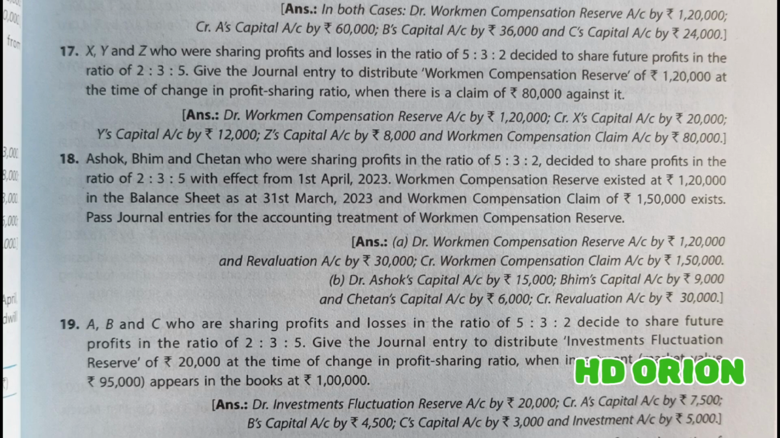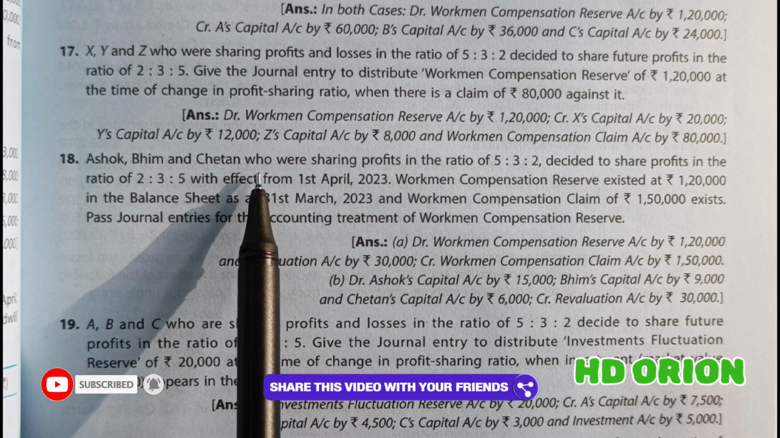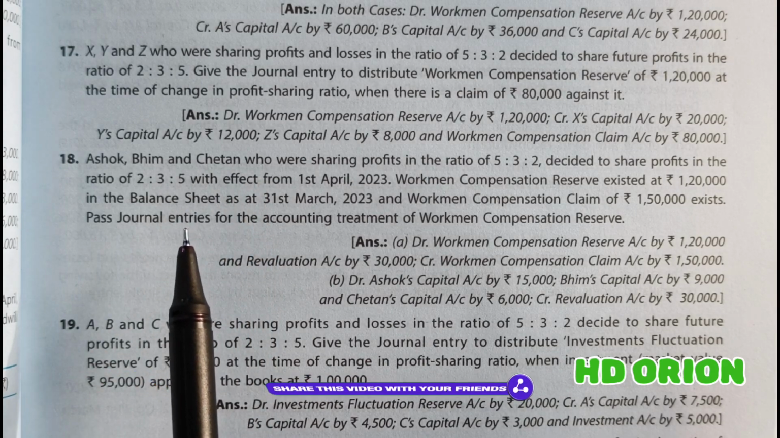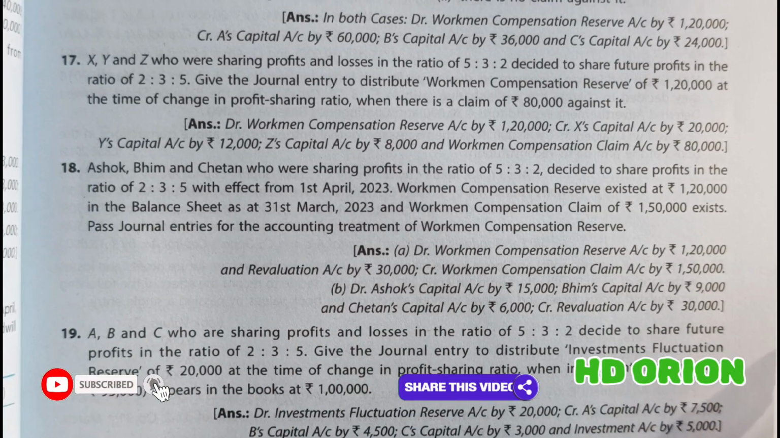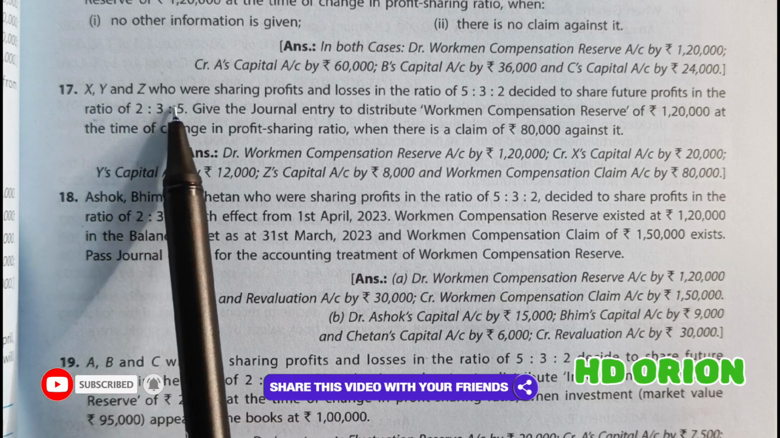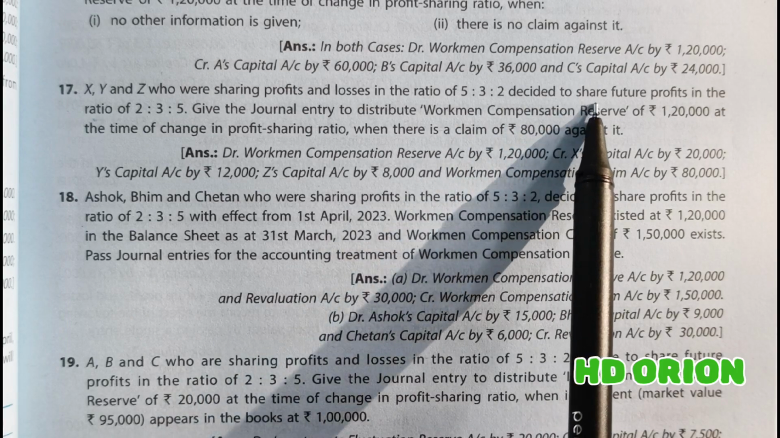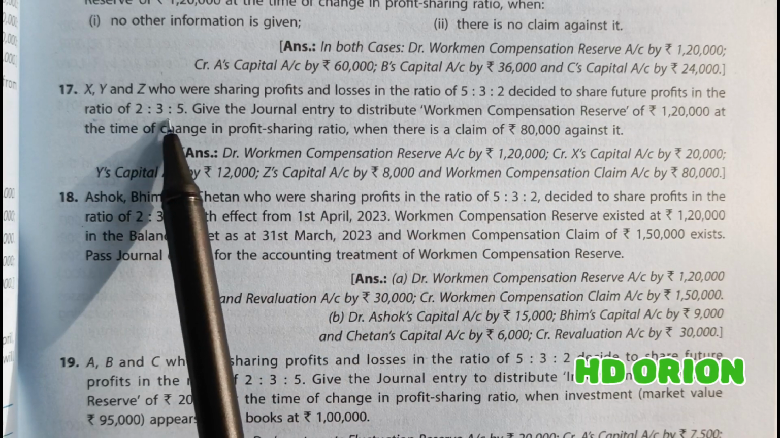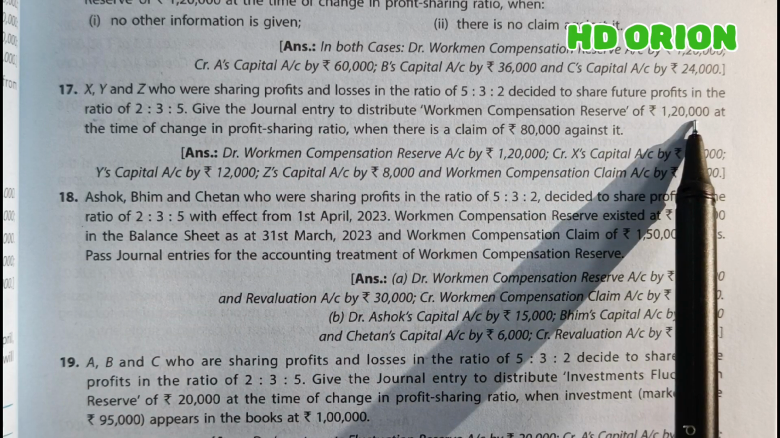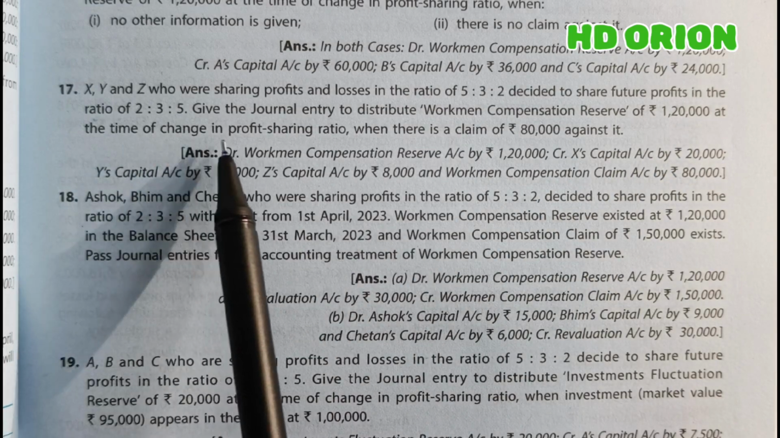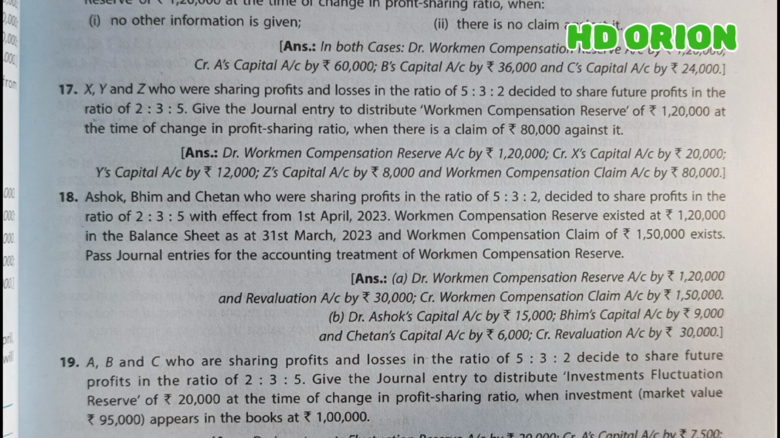Now let us see the next question. Question number 18, not 18, it is 17. X, Y and Z, who were sharing profits and losses in the ratio of 5:3:2, decided to share future profits in the ratio of 2:3:5. Give the journal entries to distribute workman compensation reserve of rupees 1,20,000 at the time of change in profit sharing ratio when there is a claim of rupees 80,000 against it.